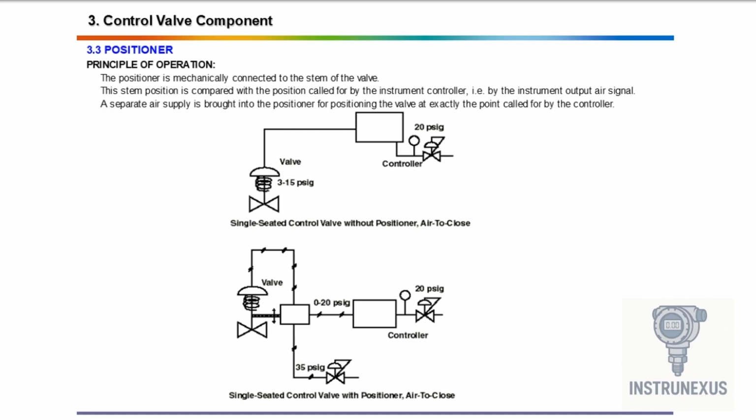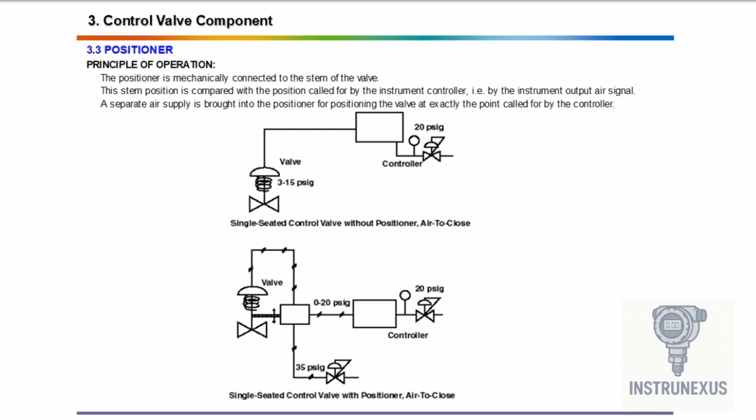The positioner compares the actual valve position to the desired position from the controller. If there's any mismatch, the positioner acts like a smart middleman. It adjusts the air pressure to the actuator using its own separate air supply until the valve stem is exactly where it should be. This precise feedback loop makes the control system highly accurate, responsive, and reliable, especially in complex process conditions.